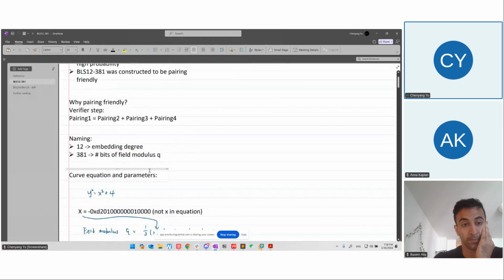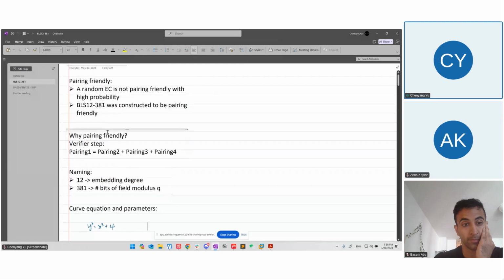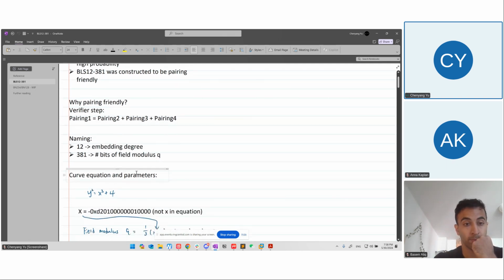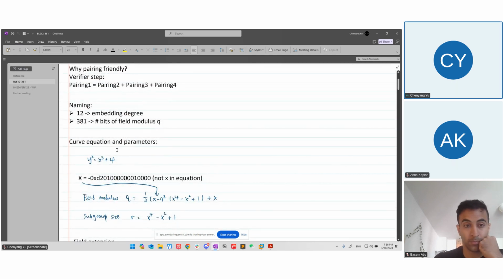So the naming of this curve, BLS12-381. 12 means the embedding degree is 12. We're going to talk about what embedding degree is later. 381 means the number of bits, the size of the field modulus Q is 381. So some basic facts about this curve: y squared equals x cubed plus 4. Recall that usually we work with the BN128 curve. That curve is plus 3, so this one is plus 4, a subtle difference.